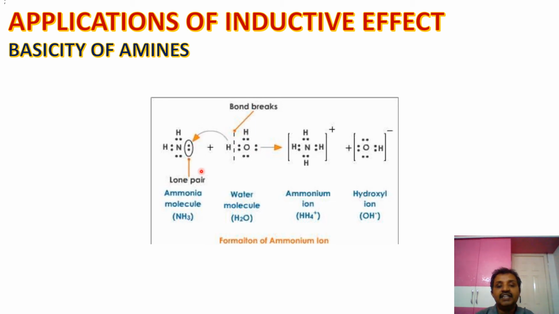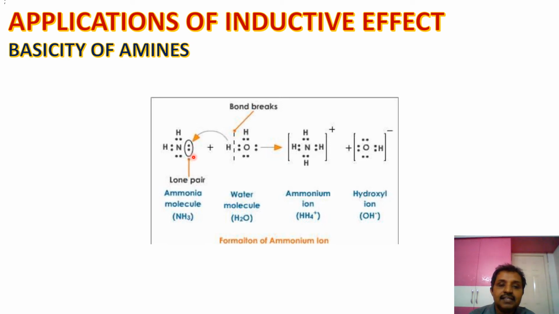So the tendency of attracting the H plus ion or donating the lone pair of electrons is called basicity. That is, attracting of H plus ion or donating of lone pair is called basicity. So here, as the lone pair is easily available, as there is an increase in the availability of the lone pair, the basicity increases.